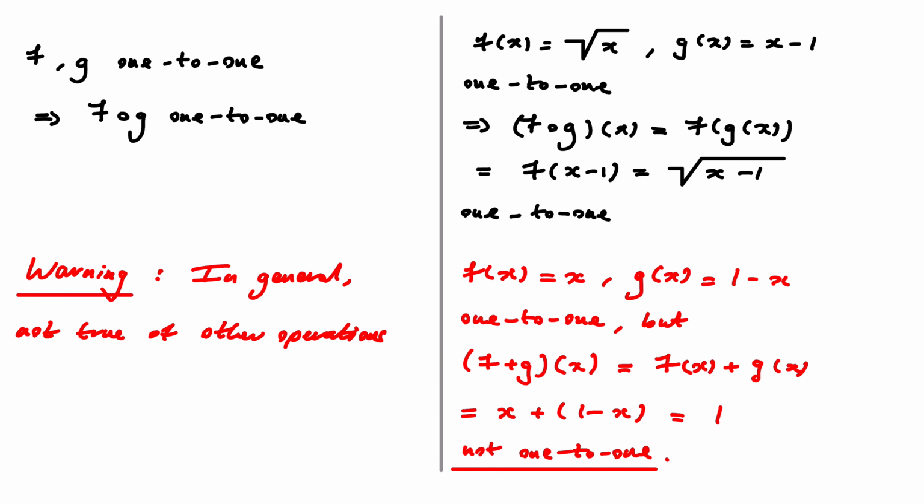So the operations don't really preserve one-to-one. Thankfully, composition does. And it's no good if just one of the two is one-to-one. You need both of them to be one-to-one to be completely guaranteed. It could be possible the composite is one-to-one, even though maybe neither of them are one-to-one, but that's much more delicate.